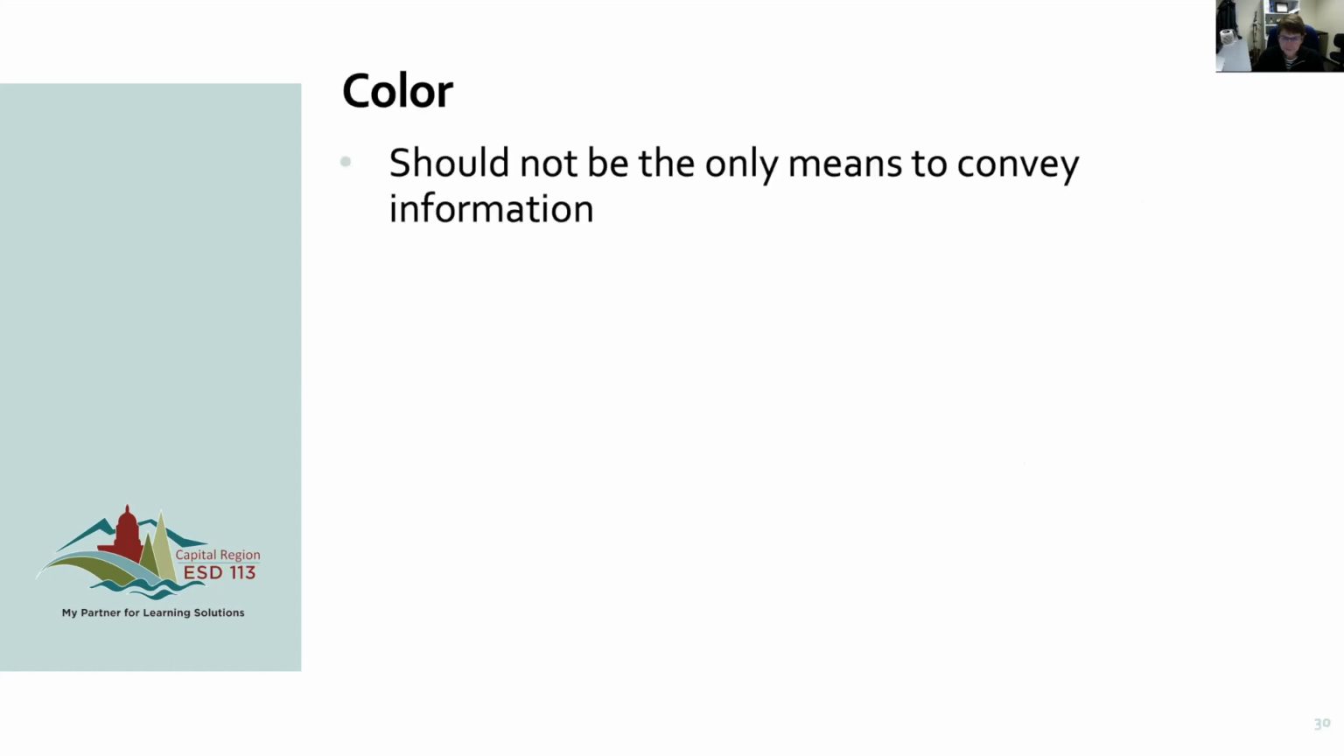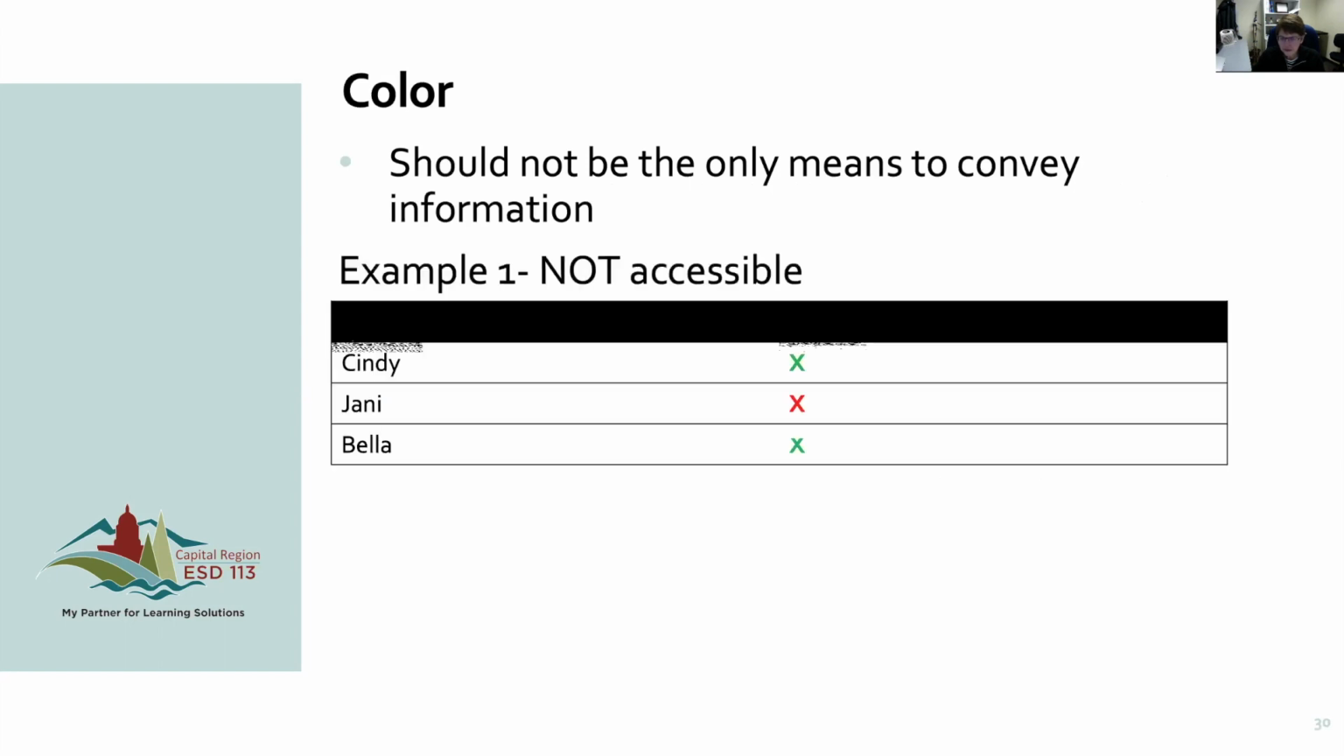So color. It should not be the only means to convey information. Here's what I mean by that. So here's a bad example. So here's a table, and we're going to assume socially or culturally that we understand that green is yes and red is no, which may or may not be true. So right away, we're kind of breaking some rules here. And a person who is colorblind will not see that the same. I'll demonstrate that in just a moment.